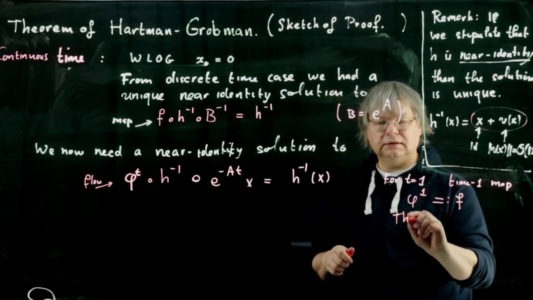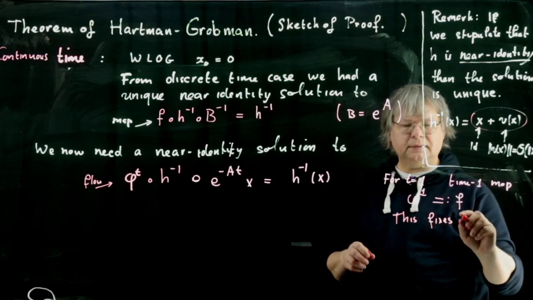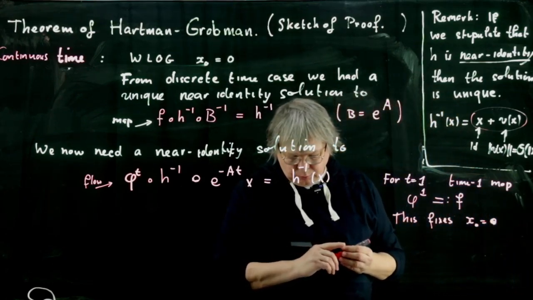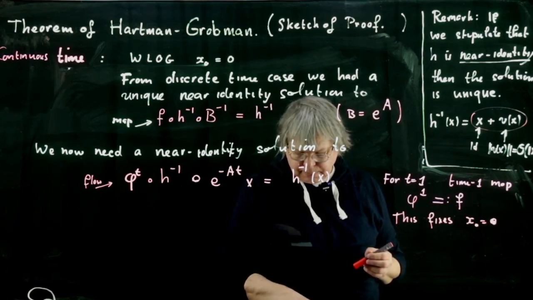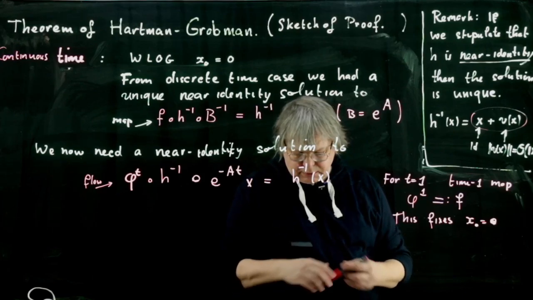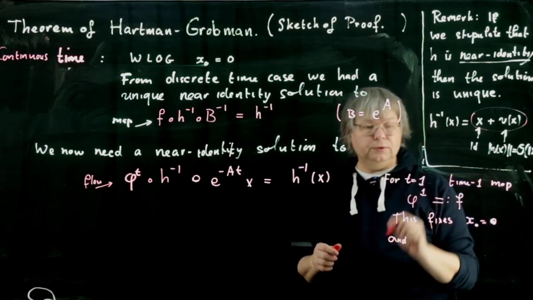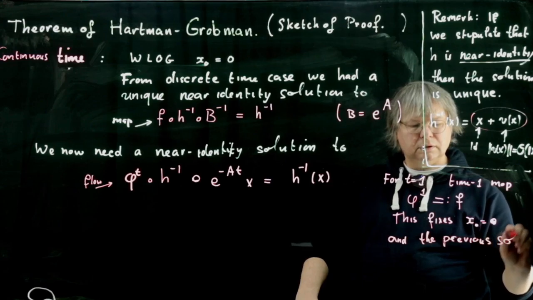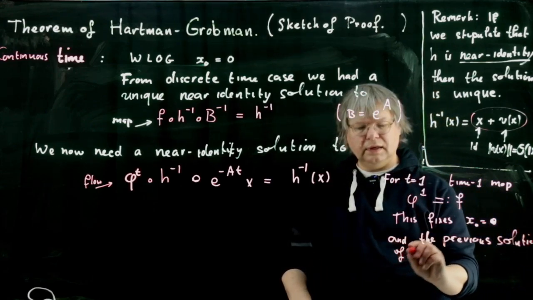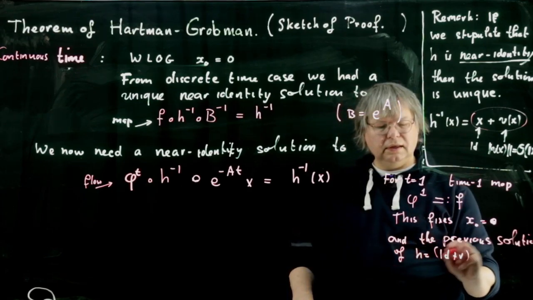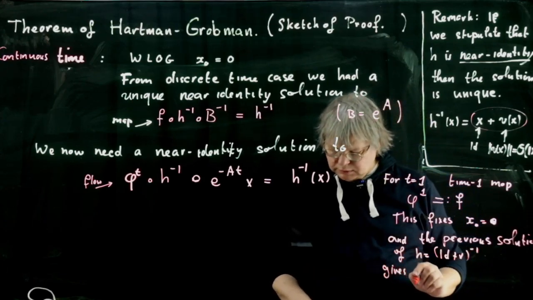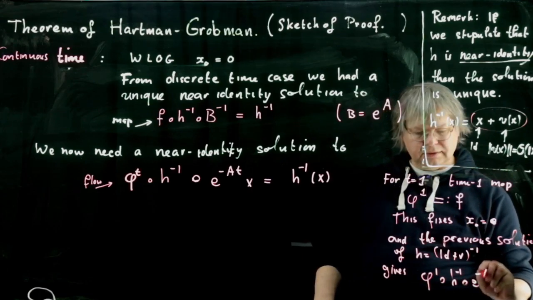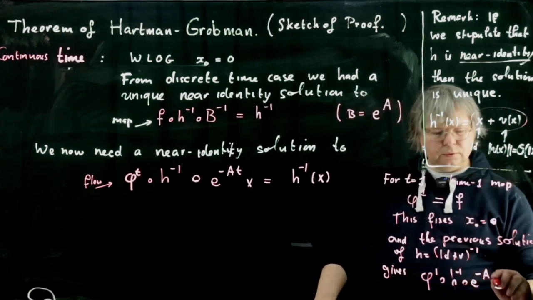So this time 1 map fixes x0, which was 0, because x0 is a stationary point, it is fixed for all time, in particular for time 1. And if we use time 1 again, then the previous solution of H being the identity plus V inverse gives phi 1 composed with H inverse composed with e to the minus A, because t is 1, is equal to H inverse.